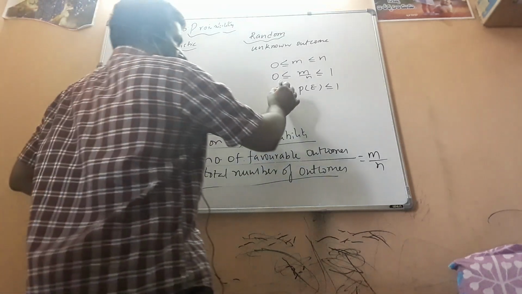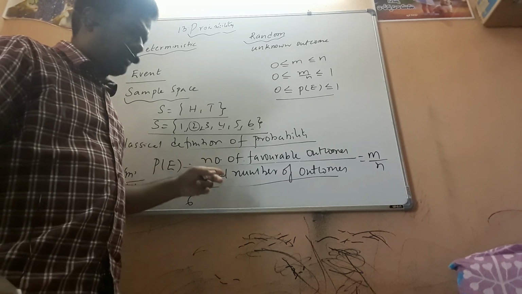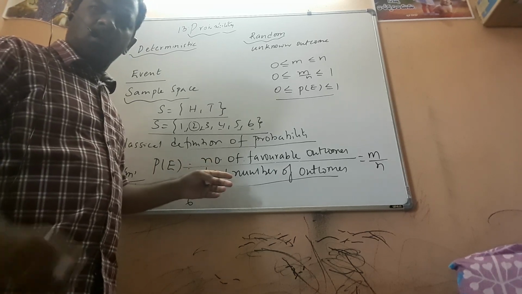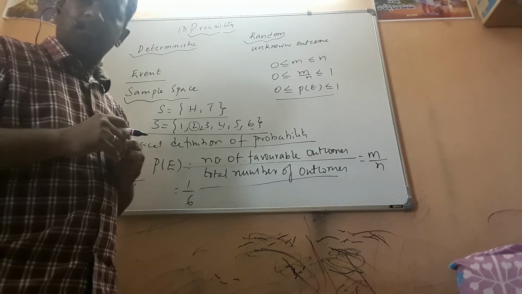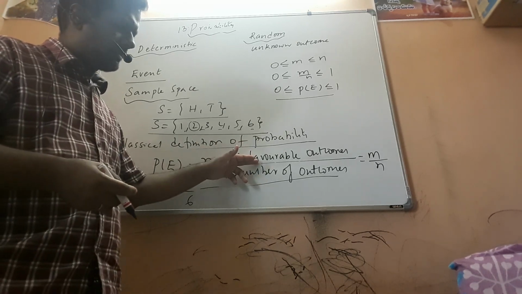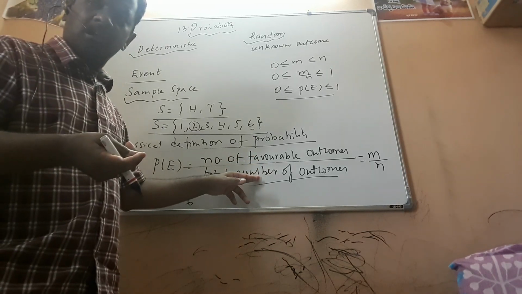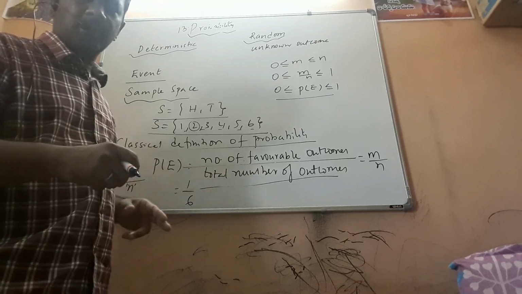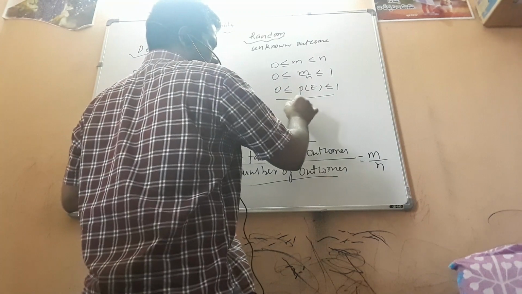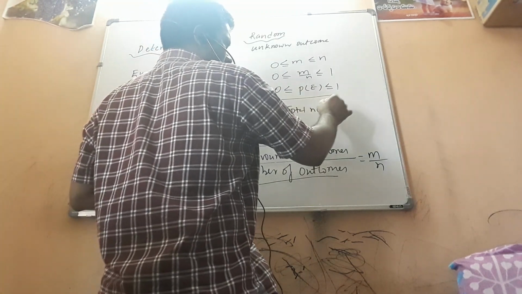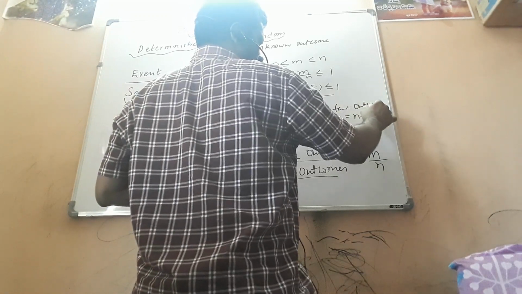So, as you said here, number of favorable are M, total number is N. What is number of non-favorable? Non-favorable will be N minus M. So, total number of non-favorable outcomes is equal to N minus M.